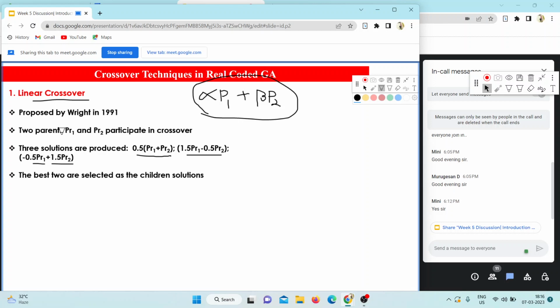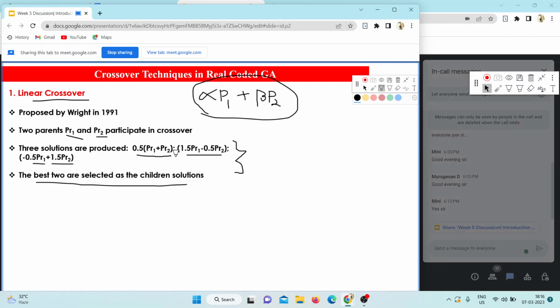As we know, in GA if there are two parents then there will be two children, but in this linear crossover we actually get three children. So we will be taking the best two children. How would we know which are the best ones? If there is a maximization problem, then you will take the maximum fitness children, and if there is a minimization problem, then you will take the minimum fitness children. So this is your linear crossover.